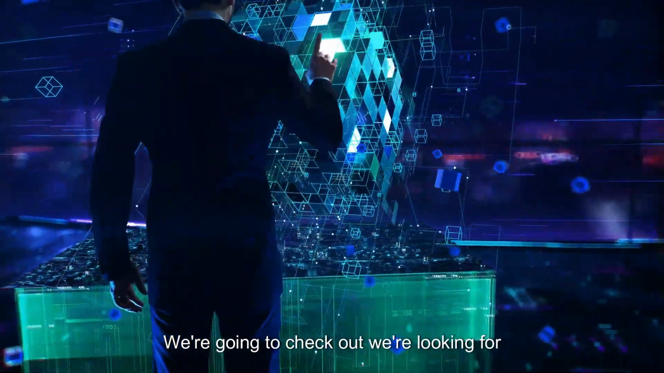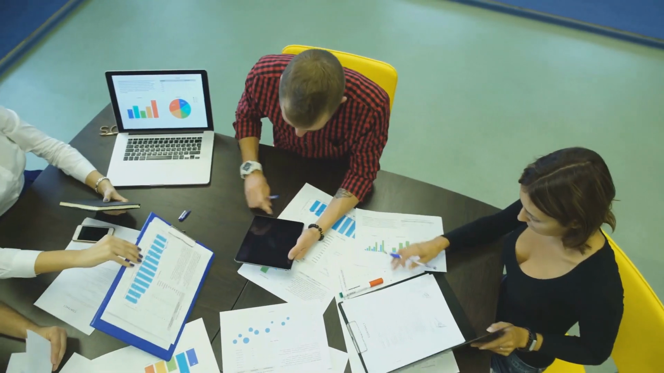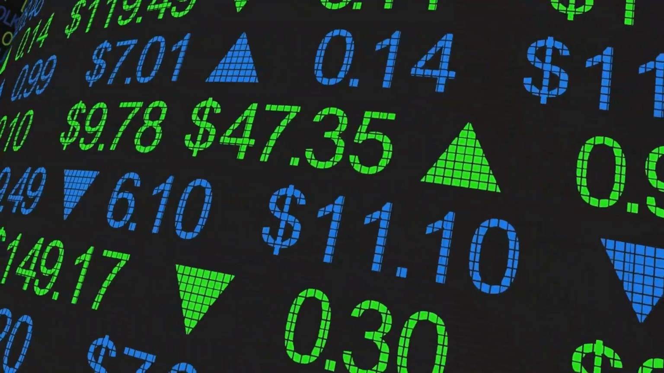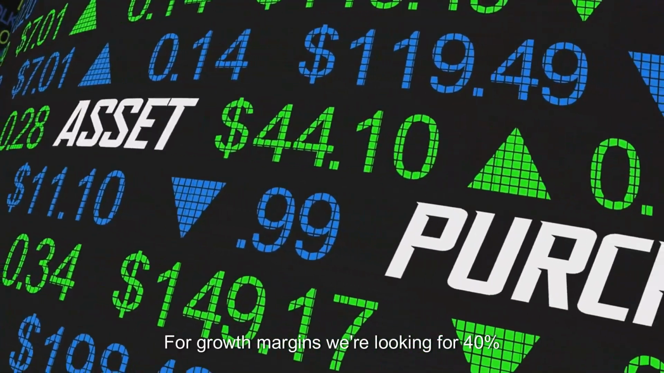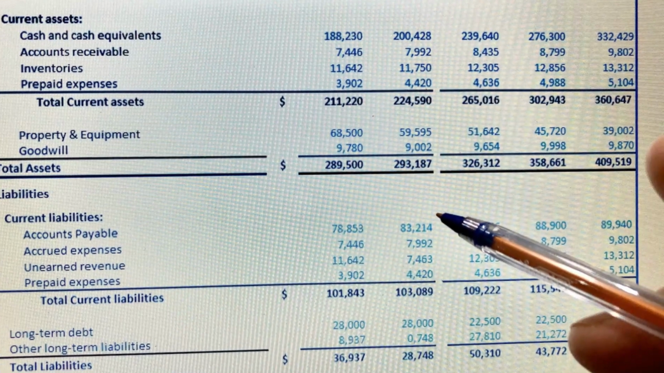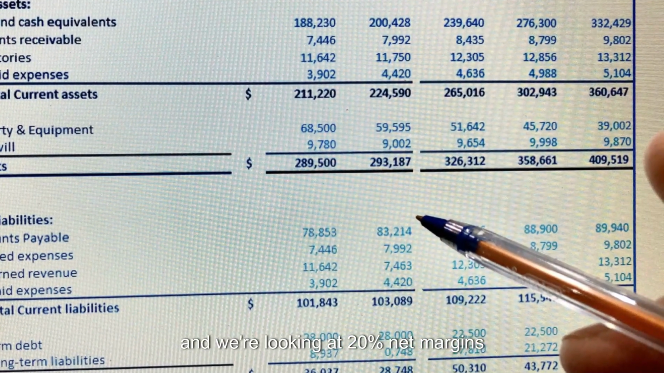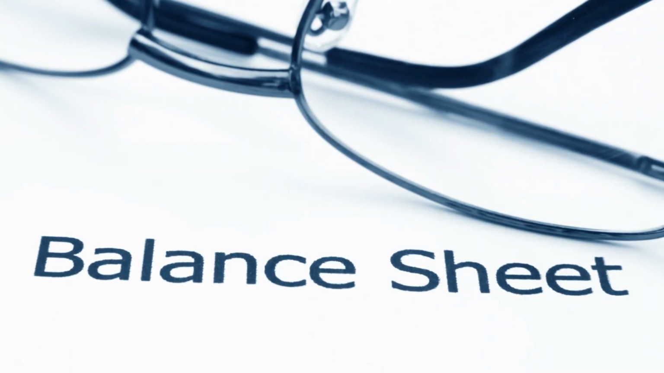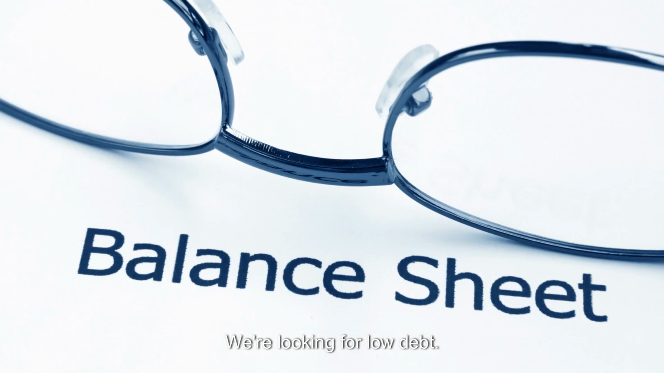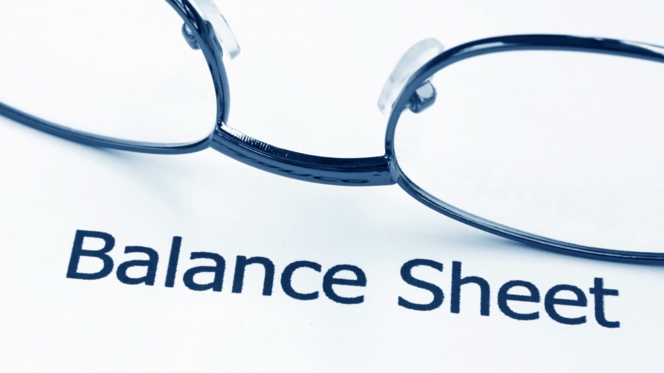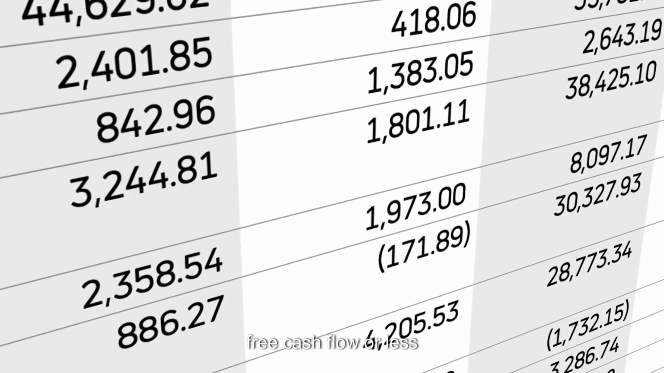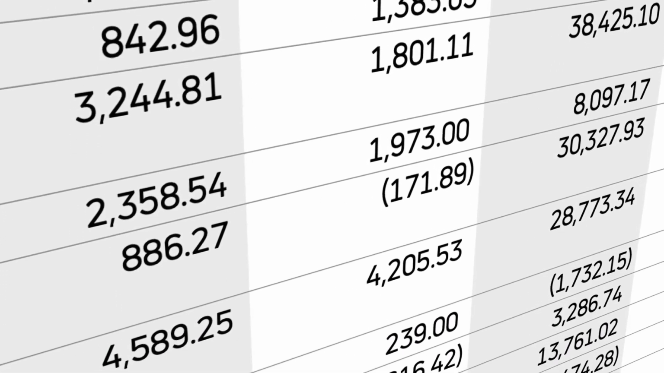First 2 things we're going to check out, we're looking for consistent margins. For gross margins, we're looking for 40% roughly consistently, and 20% net margins consistently. The next thing we want to do is take a look at the balance sheet. We're looking for low debt, which would be 4 times free cash flow or less.